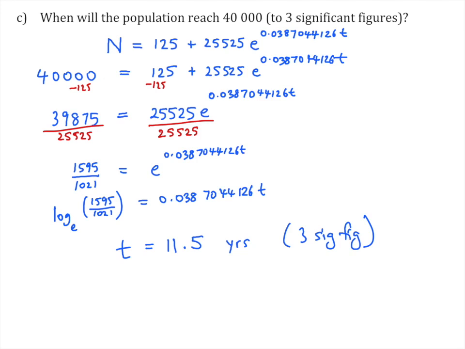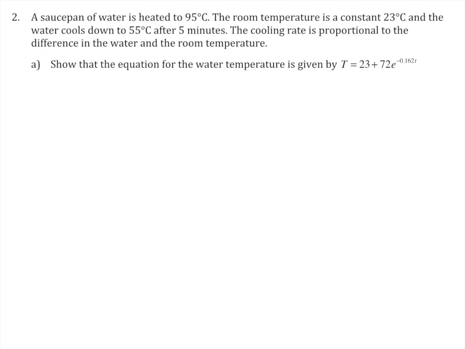Right, let's try our second example. Hopefully we'll start to make more and more sense as we go. A saucepan of water is heated to 95 degrees Celsius. So we've got water at 95 degrees Celsius. Room temperature is a constant 23. The water cools down to 55 degrees after 5 minutes.